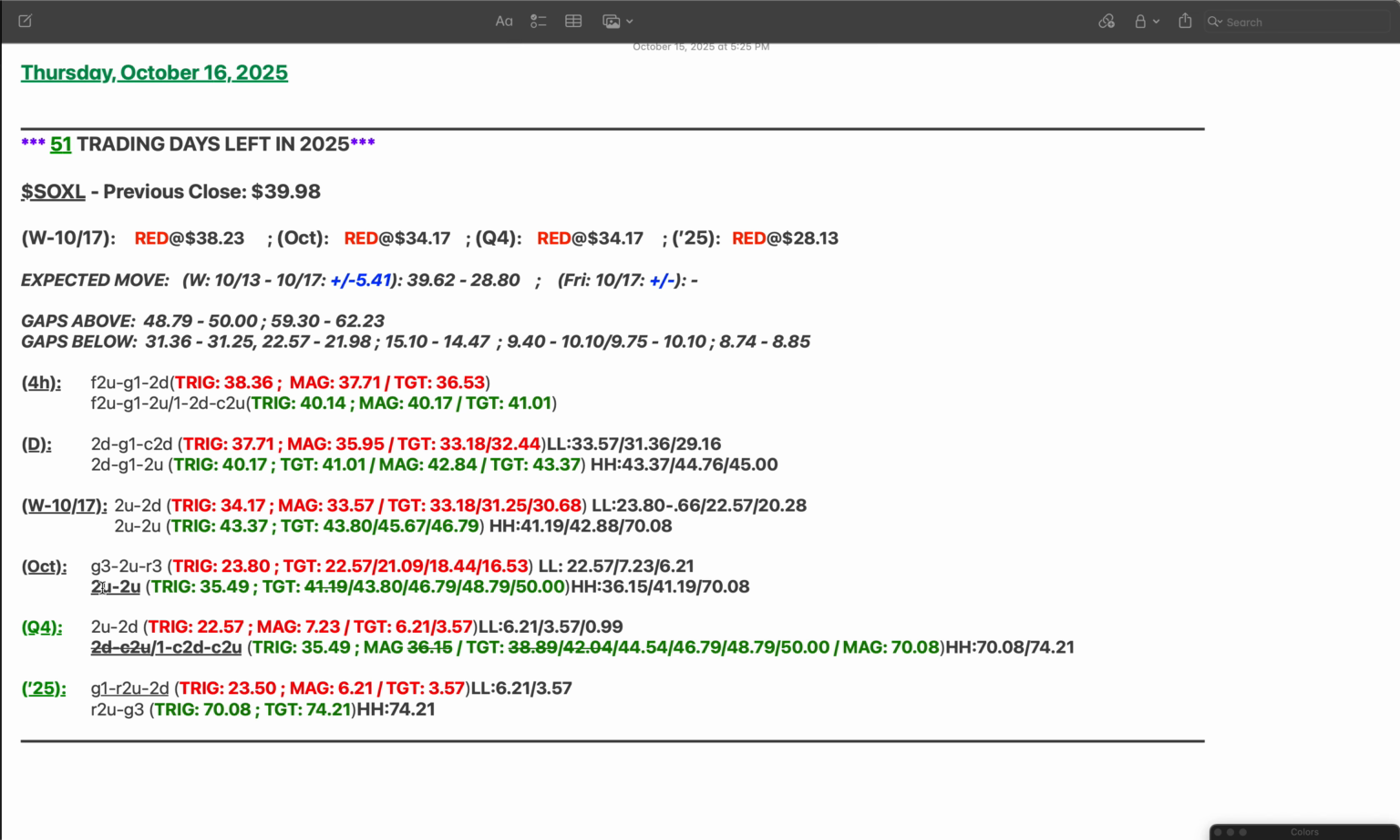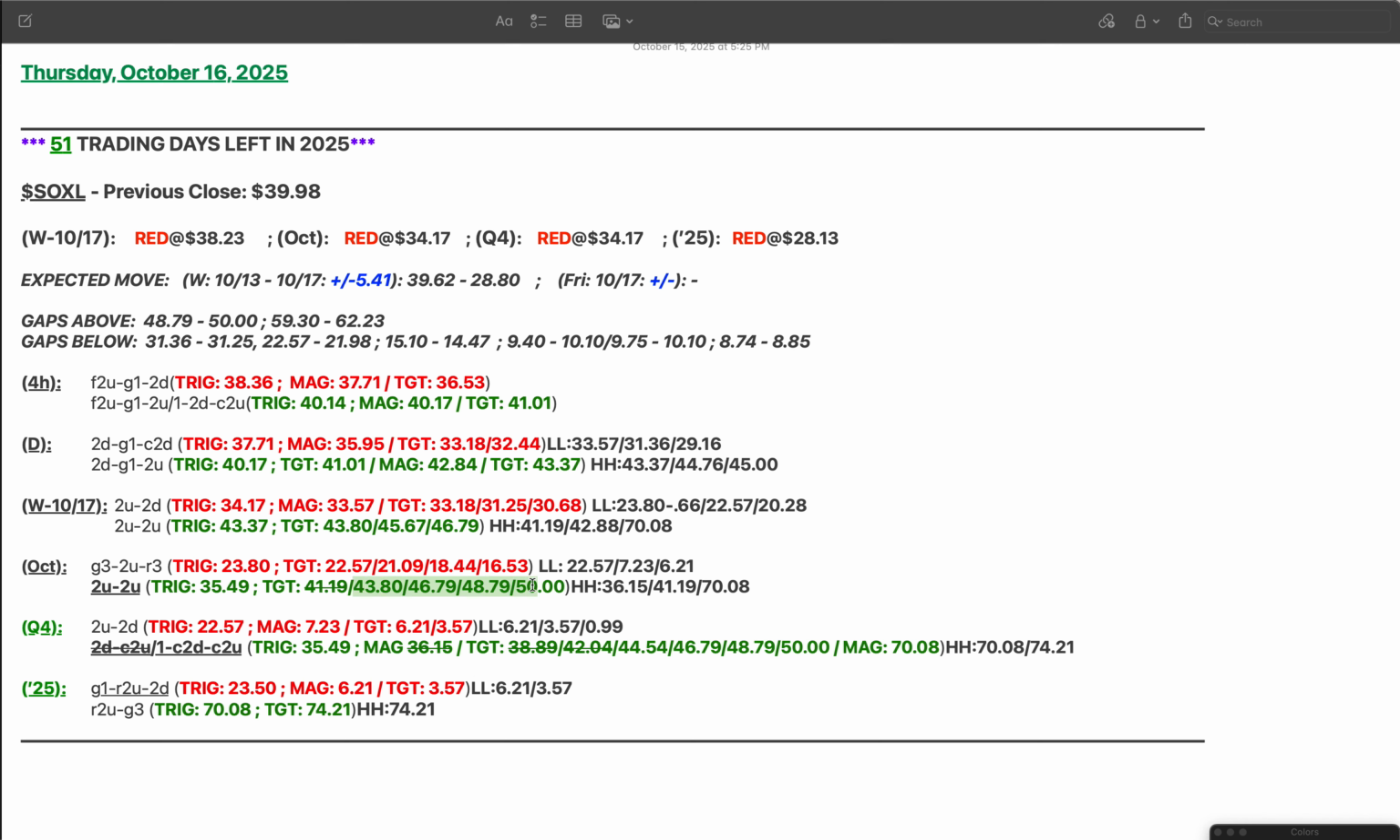Again, on the month, we have triggered and are still in force on the 2 up, 2 up, triggered at 35.49, reached our first target of 41.19, still looking for that target of 43.80, which we almost reached last week, but still trying to reach it. If we do reach it, we've got some extended targets here. I might look a little bit closer and get something in between this 43.80 and 46.79 level, maybe even 2 targets. It's a month chart, so maybe. I'll just leave those for the month.